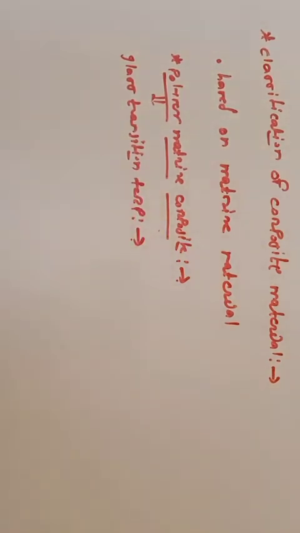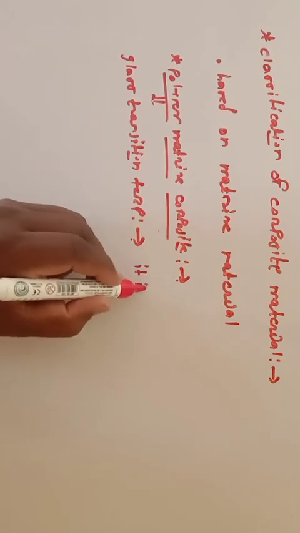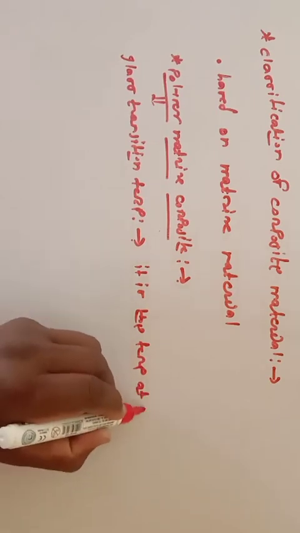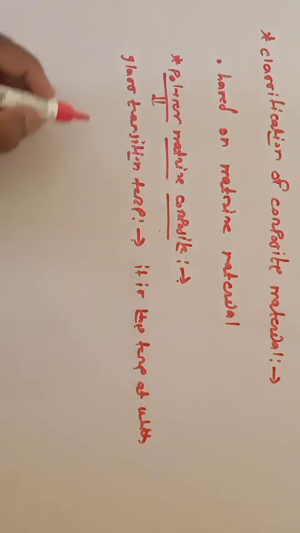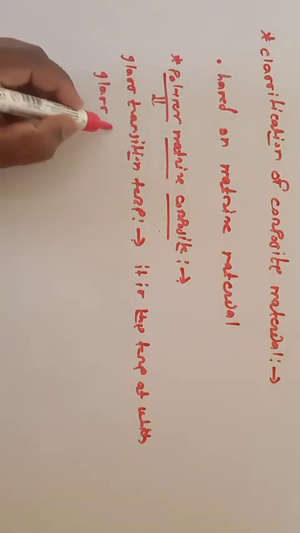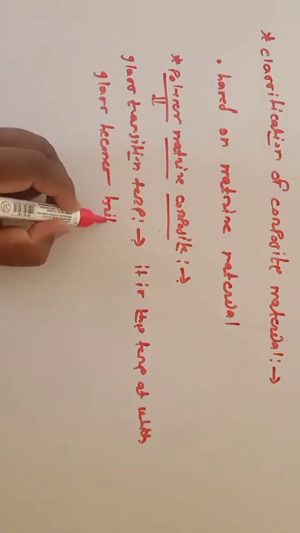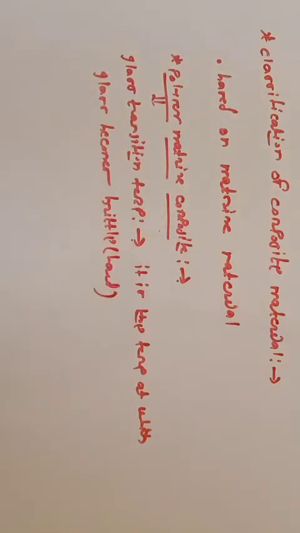What is this glass transition temperature? Glass transition temperature is the temperature at which glass becomes brittle, means hard. Okay, it is the temperature at which glass becomes brittle.